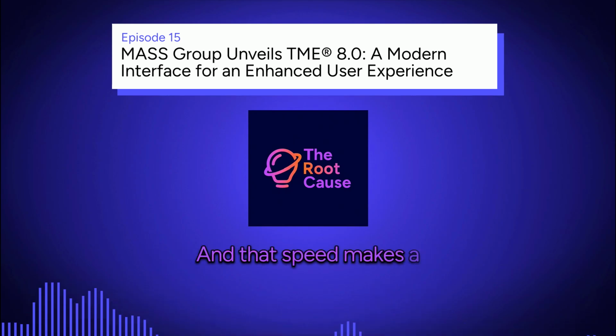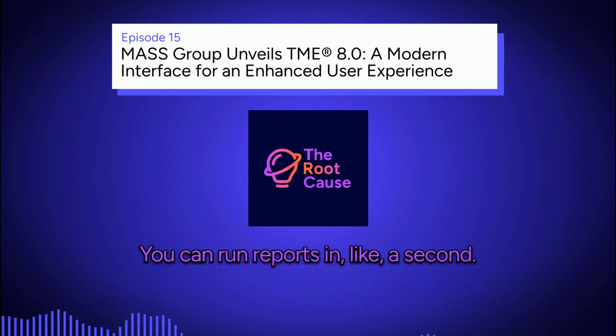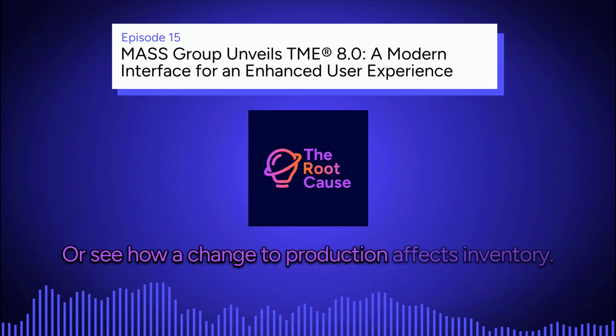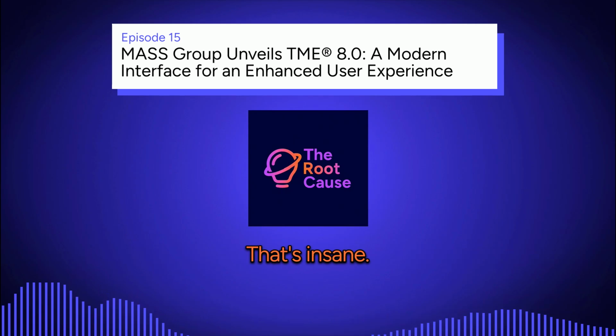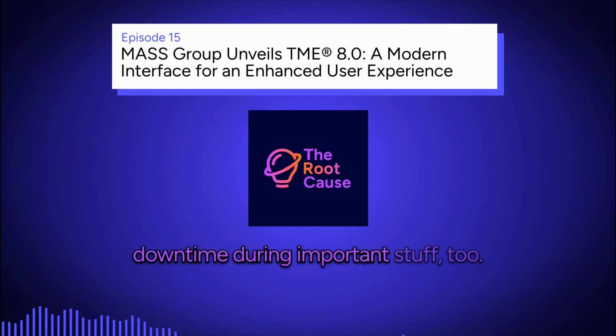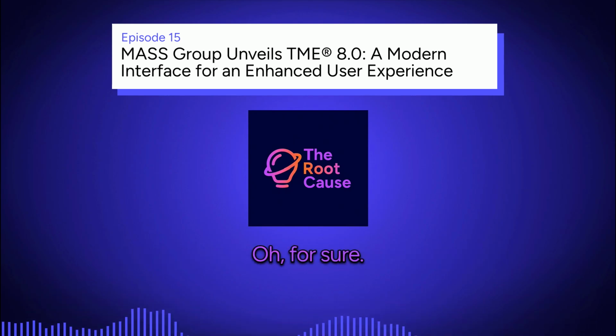And that speed makes a huge difference for manufacturers. You can run reports in like a second. Really? Or see how a change to production affects inventory. Like that. That's insane. It really cuts down on downtime during important stuff, too. I bet every manufacturer is going to want this. Oh, for sure. Time is money.